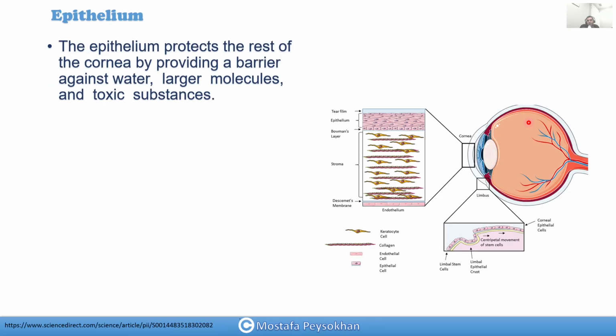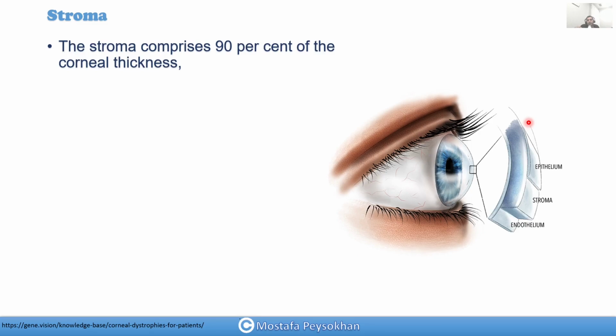The epithelium is another part of our eye that protects the rest of the cornea by providing a barrier against water, large molecules, and toxic substances that go to the cornea. And as I mentioned, the stroma comprises 90% of the cornea thickness. So that part should be very clear because the light is passing through that part of our eye, and we should not have that much scattering.